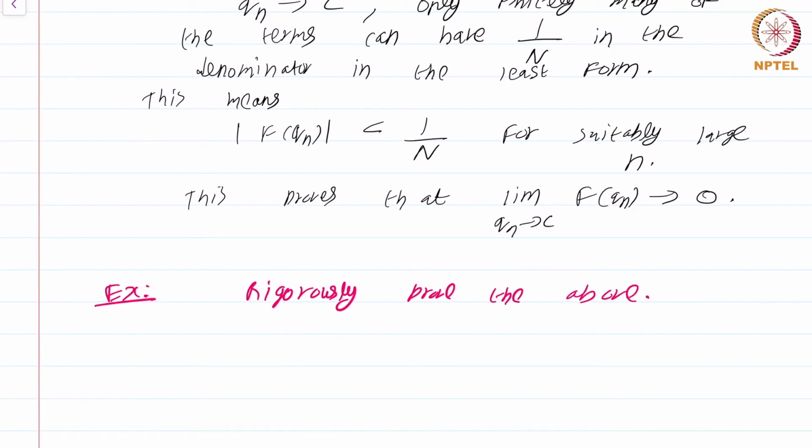So rigorously prove the above, that f is continuous on R minus Q. So I want you to write down a rigorous proof of this, making all my verbal arguments mathematically precise. It's not hard. The idea is the hard part. Converting it to the mathematical proof is not that hard.